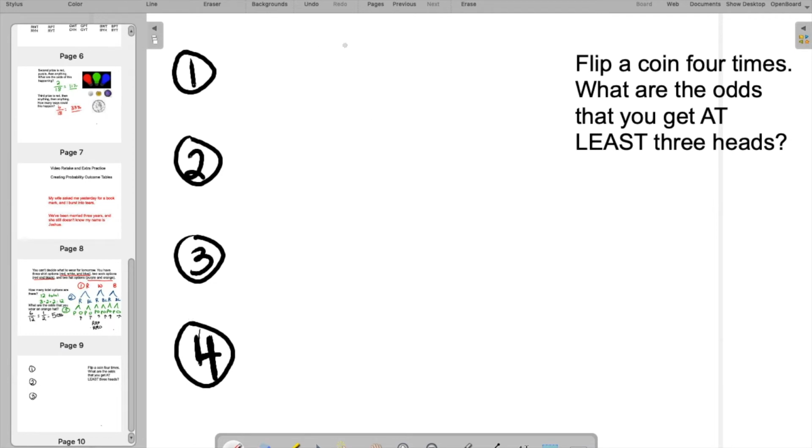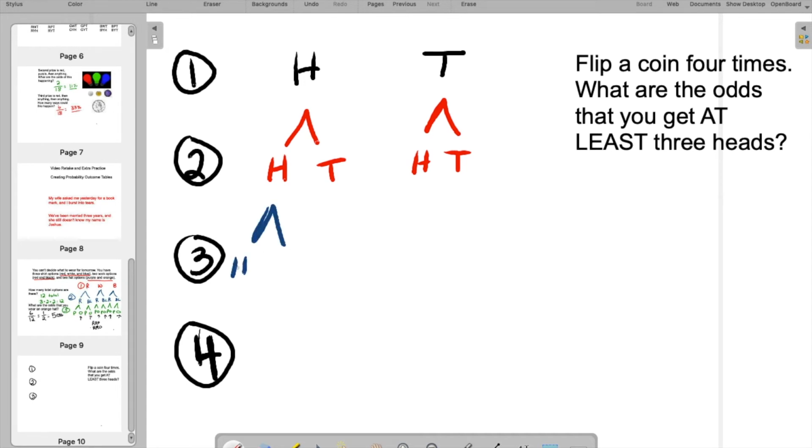So part 1 is we have either heads or we have tails. Okay, that's the first step. Step 2 is we once again have heads and we have tails each time. Heads and then tails. Step 3 is we once again have heads and then tails. We're going to try to keep it nice and spaced out here because we are going to have 16 total possibilities here.